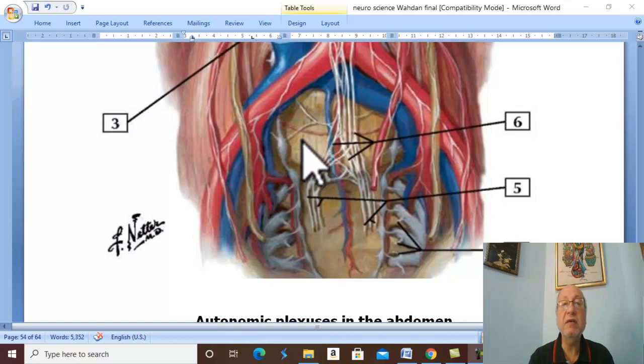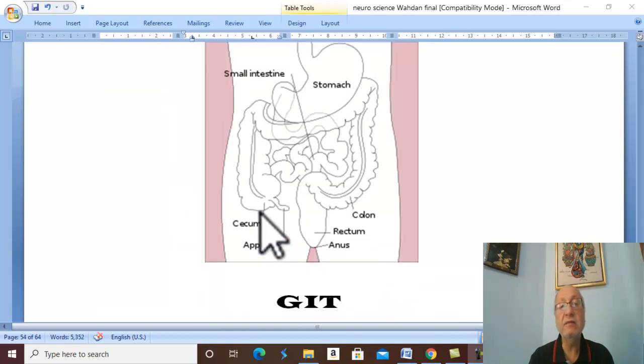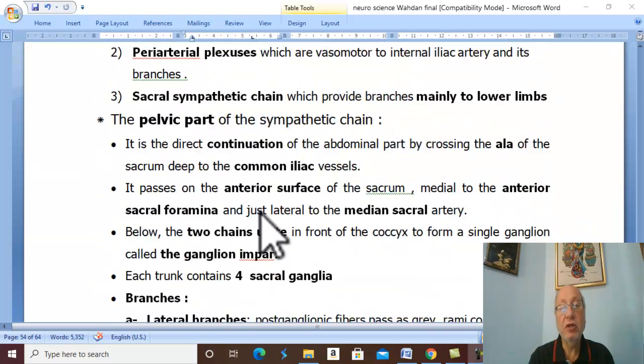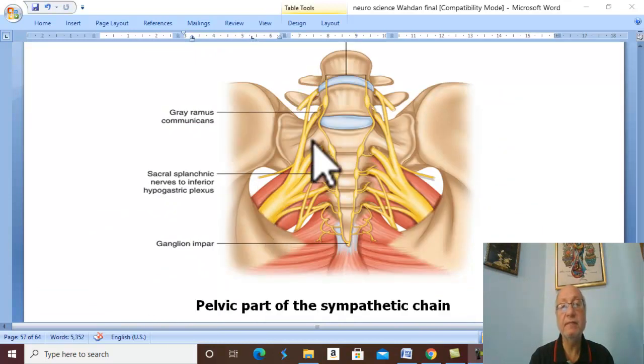And also sympathetic fibers enter the pelvis by periarterial plexuses, which are vasomotor to the internal iliac artery and its branches. The third route is the sacral part of the sympathetic chain, which actually provides sympathetic supply mainly to the lower limb.